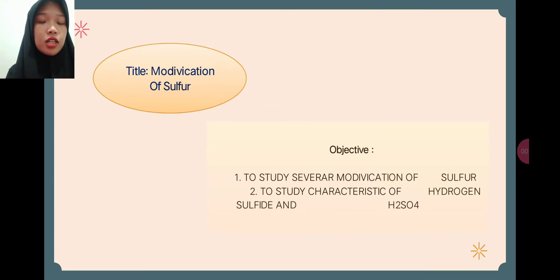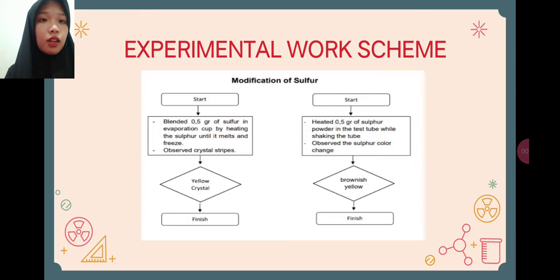Title: Modification of sulfur. Objective: to study several modifications of sulfur, to study characteristics of hydrogen sulfate and sulfuric acid. Next, go to experimental work segment. The first, modification of sulfur.